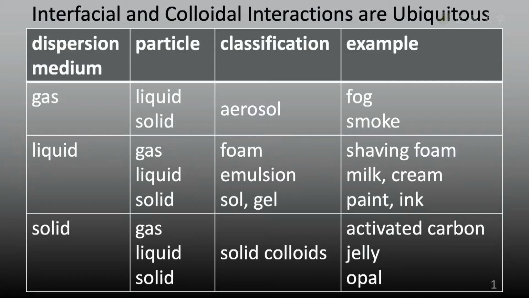We see other examples of colloids in this slide. Fog and smoke are colloids called aerosol, in which the dispersing phase is gas. And dairy, milk, and cream are emulsions. In an emulsion, both the dispersing medium and the dispersing particles are liquids.